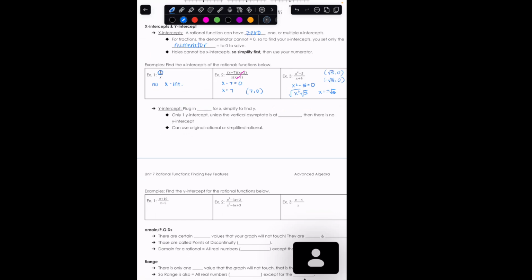All right, and then y-intercept, we don't use this a ton, but to get your y-intercept, you just plug in 0 for x, and then simplify. You're only ever going to have one y-intercept unless the vertical asymptote is at x equals 0, and then there is no y-intercept, and you can use the simplified or the original.